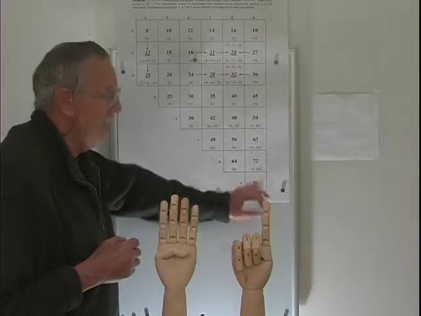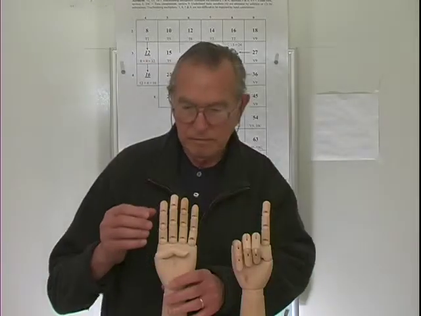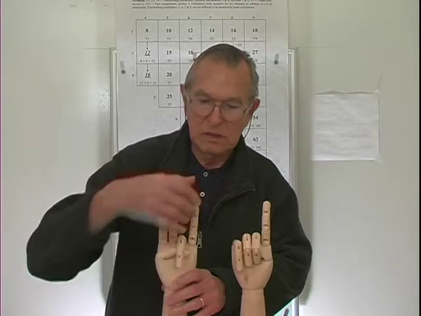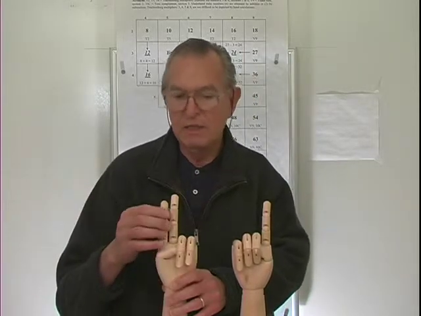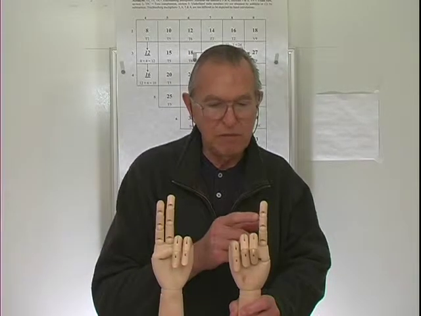8 times 9. This is already 9. And I want to make this an 8. So I want to put those 2 down. And this represents 9, 10. So this represents 8 times 9. So I'm going to multiply the open fingers.